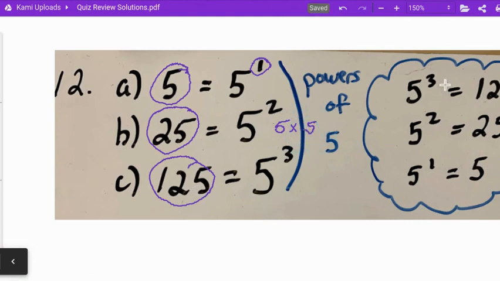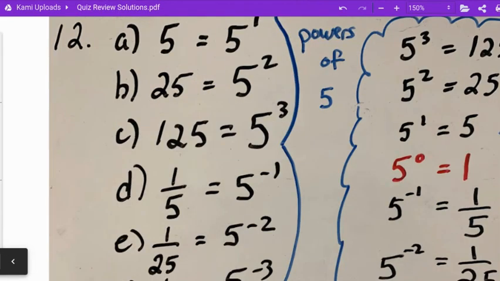125 is 5 cubed. So remember when we were looking at this in class, we were imagining that we were multiplying by 5 every time we have a higher power. So times 5, times 5. Similarly, when we go down, we can think that we're dividing by 5. Divide by 5, divide by 5. And this connects to the next group of questions.